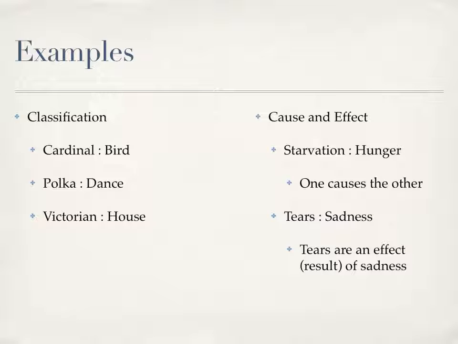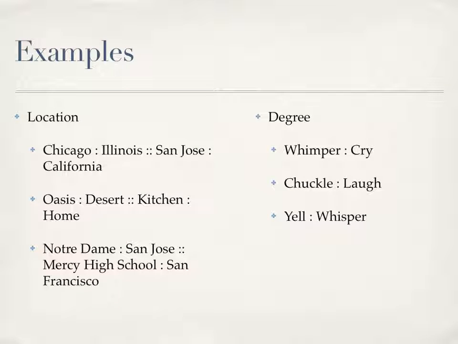Classifications. A cardinal is a type of bird. It's classified as a bird. A polka is a classification of a dance. Victorian is to house. Cause and effect are another type of analogies. Starvation is to hunger. One causes the other. Tears are to sadness. Tears are an effect or the result of sadness. Location. Chicago is to Illinois as San Jose is to California. Oasis is to desert as kitchen is to home. Notre Dame is to San Jose as Mercy High School is to San Francisco.